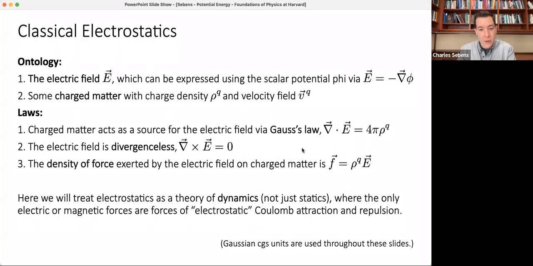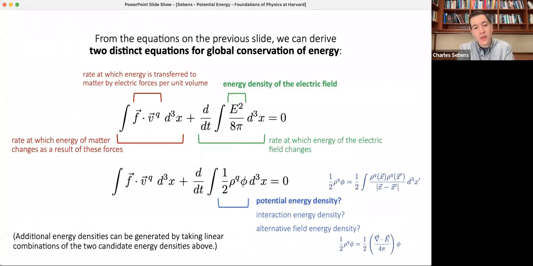Okay, good. So how do we write down equations for conservation of energy in classical electrostatics? Well, here are two options for how you might write down an equation for conservation of energy. Let's focus on the first equation first. Let's go to the red text.